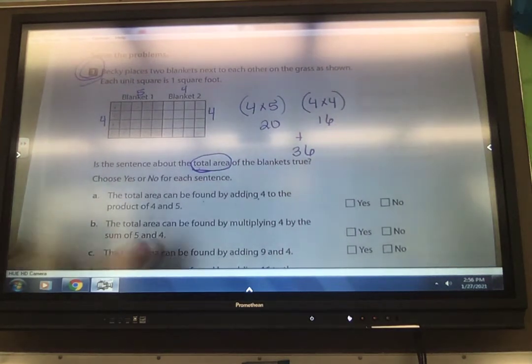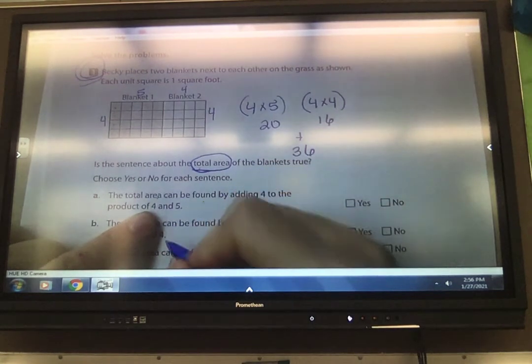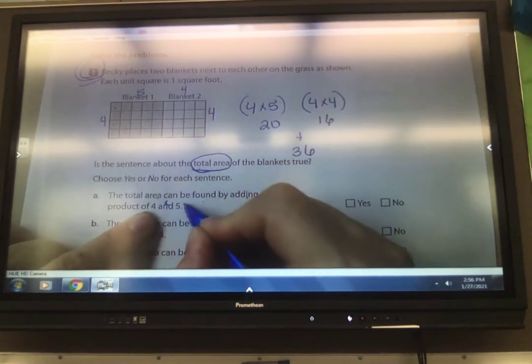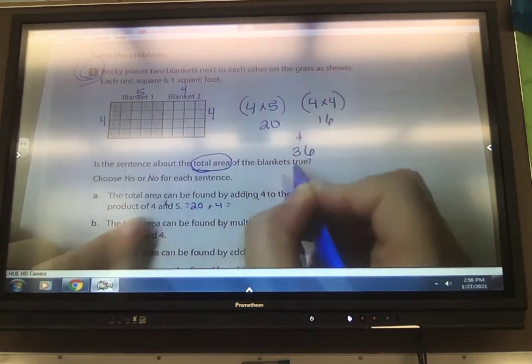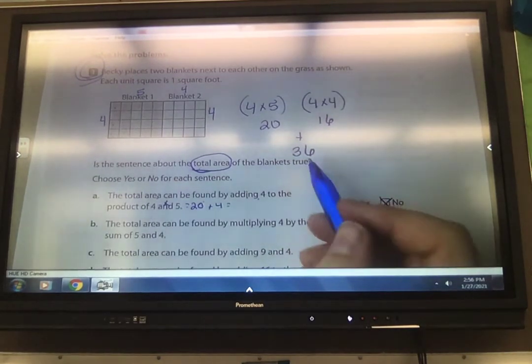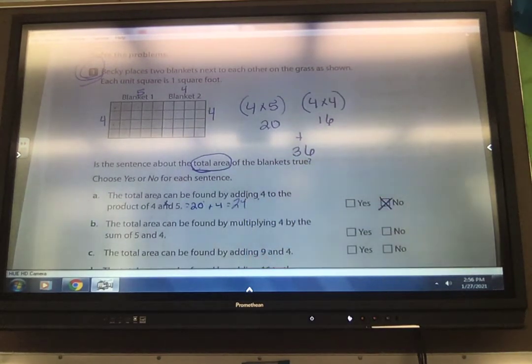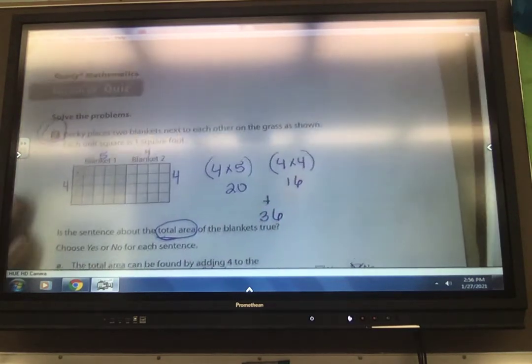So can we get 36 by adding 4 to the product? Product means multiply. If I say 4 times 5, that's only 20, and add 4 to that, is that going to match? No, that would be a no. That's not 36, that's only 24. Look at B. Is this one going to match? Remember, we want to get 36.